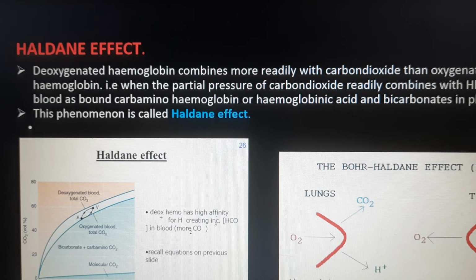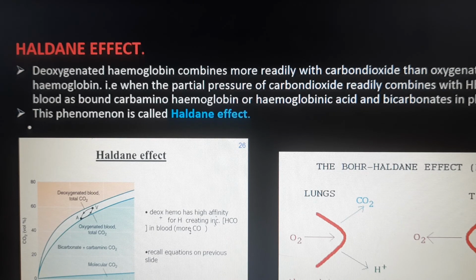Now, let us discuss about the Haldane effect. Deoxygenated hemoglobin combines more rapidly with carbon dioxide than oxygenated hemoglobin. That is, carbon dioxide readily combines with hemoglobin in the blood as bound carbaminohemoglobin or hemoglobinic acid, and as bicarbonates in plasma. This phenomenon is called the Haldane effect. In the diagram, you can see that the Bohr's effect and the Haldane effect are mirror images.